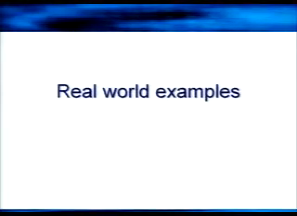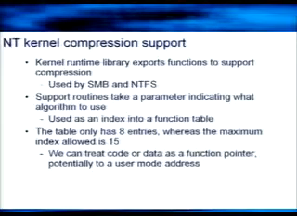So, real-world examples. These are all bugs I found recently. The kernel runtime library exports functions to support LZ compression in the kernel. This is used by server message block code and NTFS for file and folder compression. Internally, it takes a parameter that indicates what particular flavor of compression to use. Only LZ is supported, though it was designed to be extensible.